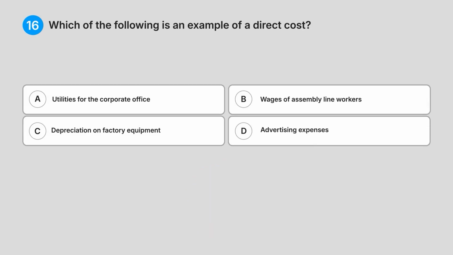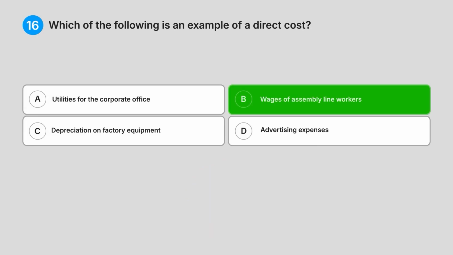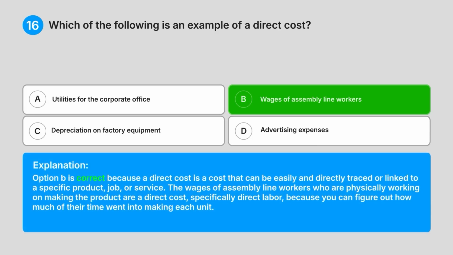Correct answer: B. Wages of assembly line workers. Explanation: Option B is correct because a direct cost is a cost that can be easily and directly traced or linked to a specific product, job, or service. The wages of assembly line workers who are physically working on making the product are a direct cost, specifically direct labour, because you can figure out how much of their time went into making each unit.